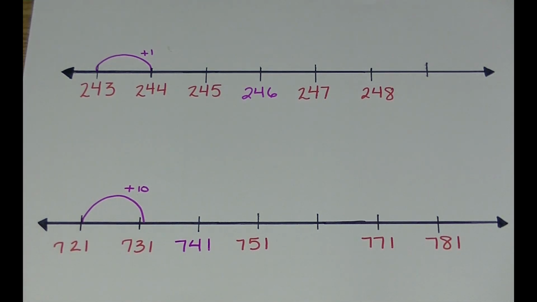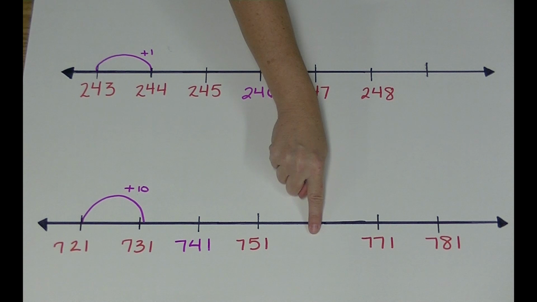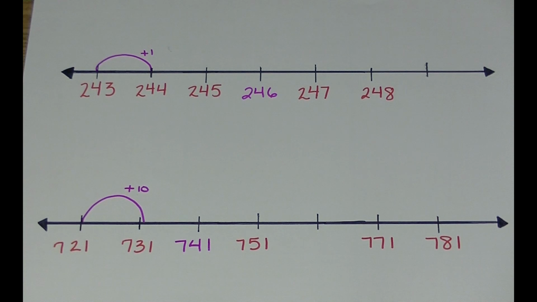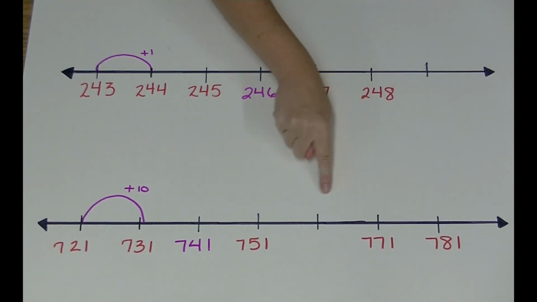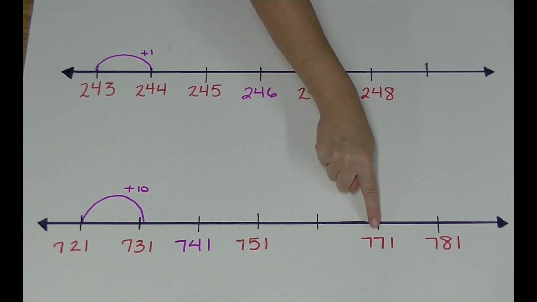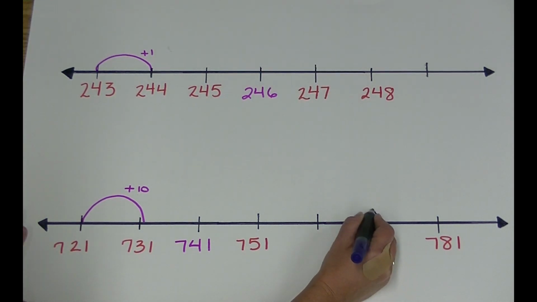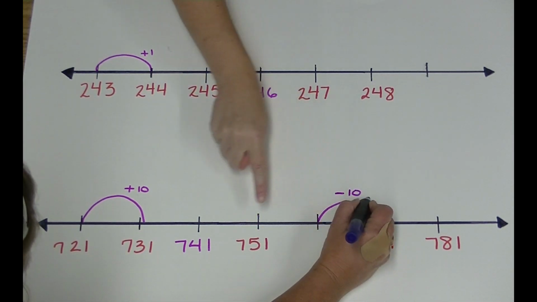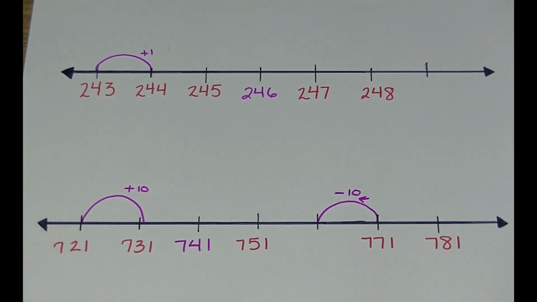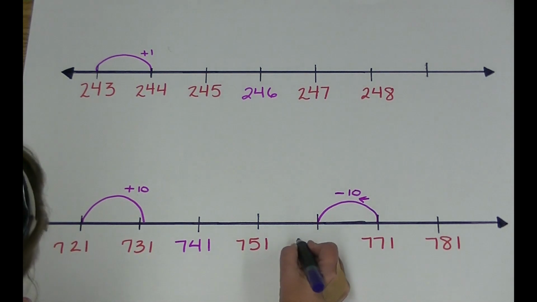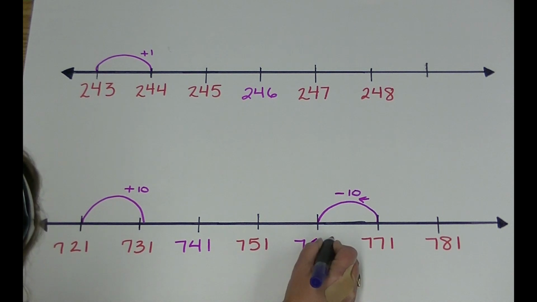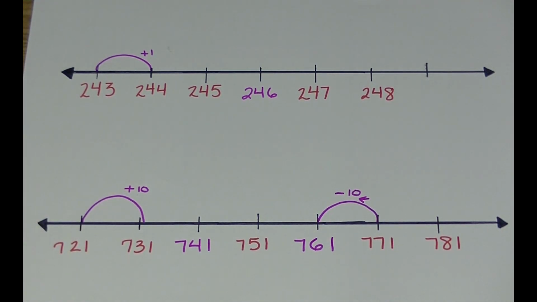Now let's go look at our number line almost all the way down, and we have 771. And let's think about, what is 10 less than 771? And if that's tricky and you're not sure, you can always check it by looking the other way and say, what's 10 more than 751? Either way should help you find the answer. And of course, the missing number on our number line is 761. Wow, I know you did a great job.